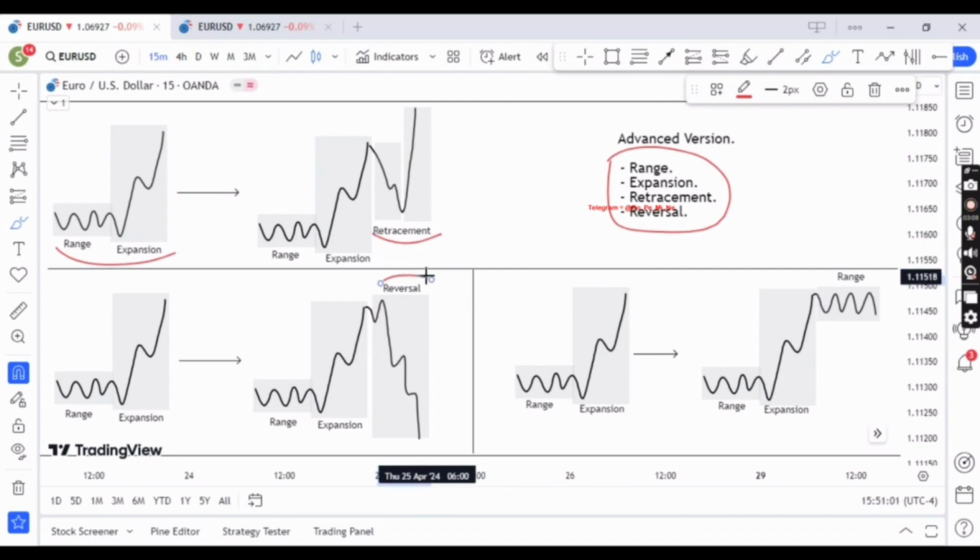So first we start with a range, right? Every single move in the market starts with a range. So when price opens either on the week or the day, we start with a range, and then after a range there is only one possible outcome for price, which is an expansion or an expansion profile, right? Then after an expansion has occurred, we can have three possible outcomes, which are either a retracement, a reversal, or another range.